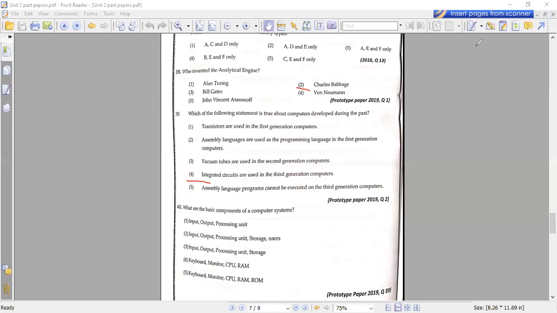What are the basic components of a computer system? The basic components you have to have are input, output, processing, and storage. The third one should be the answer. Keyboard and monitor, those are examples for that. But the components are input, output, processing unit, and storage. That's all for the MCQs.